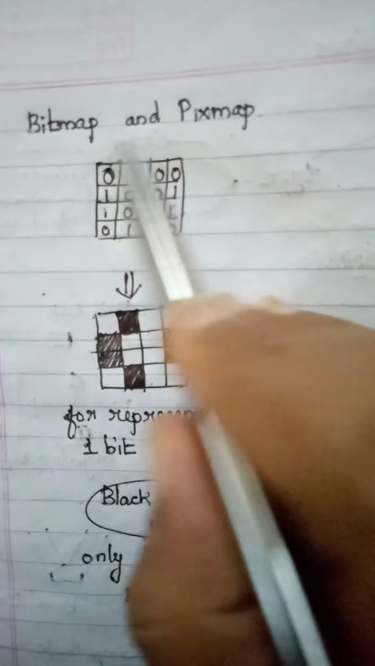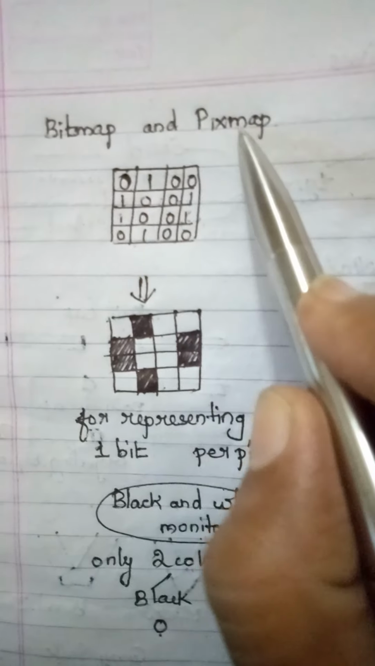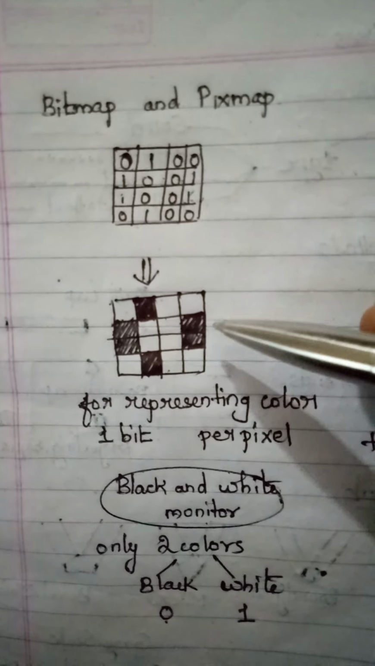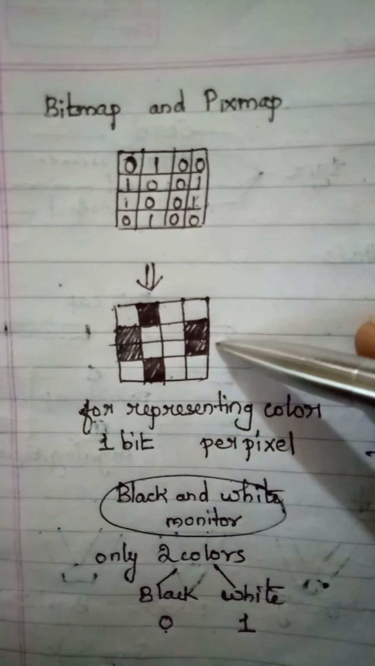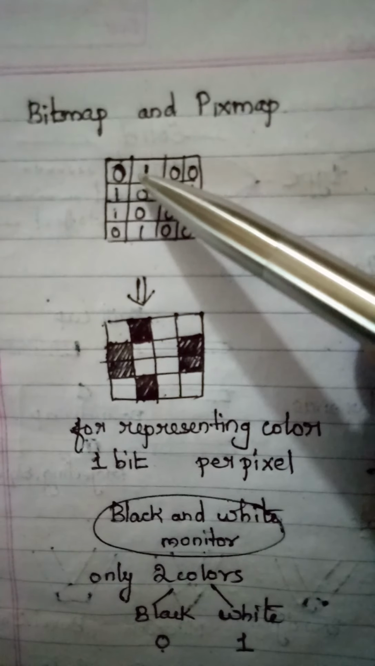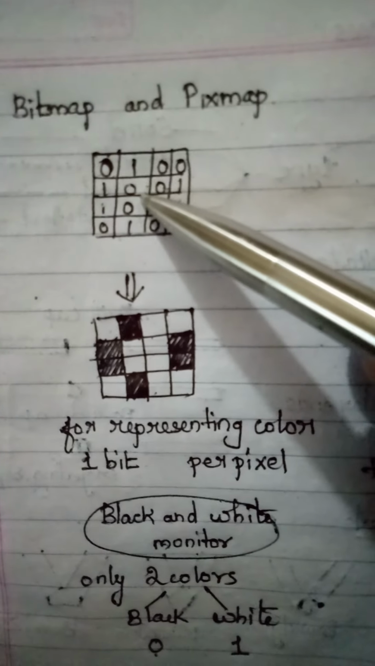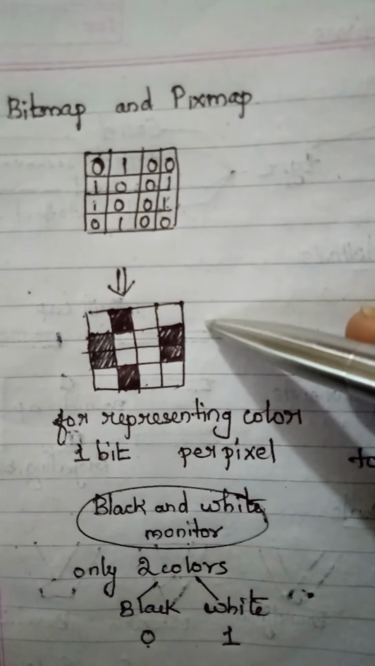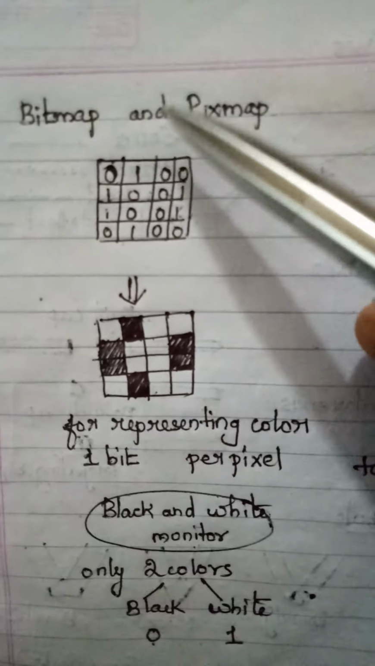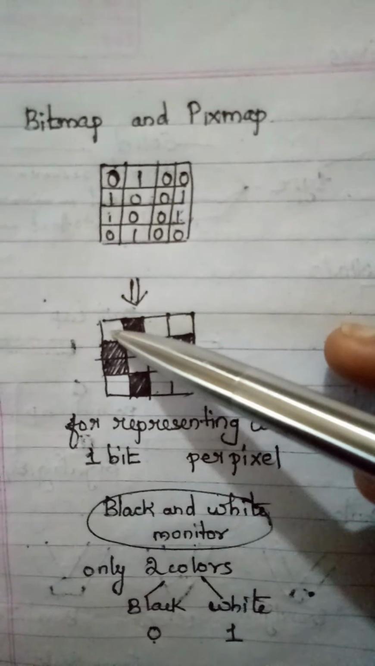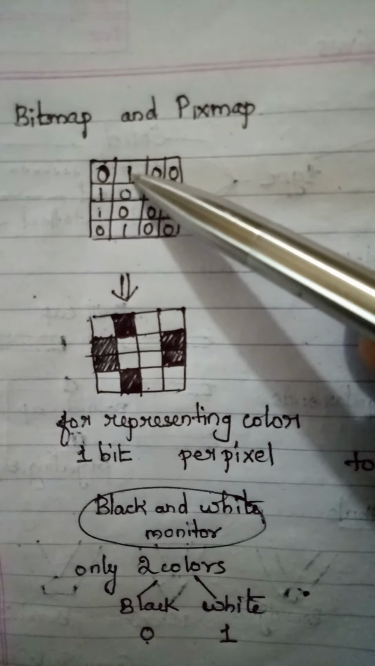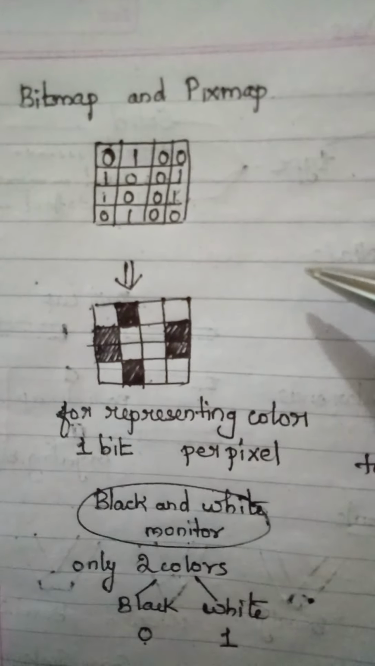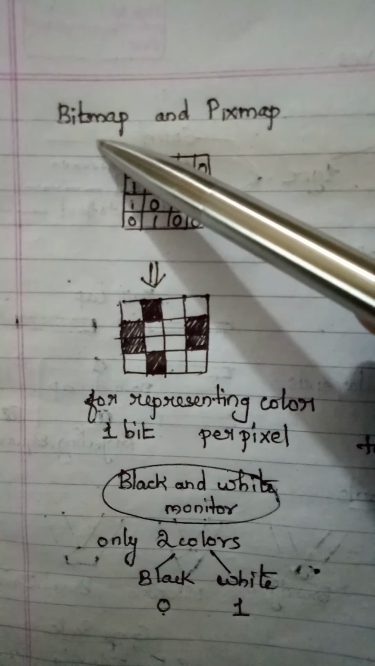Let us understand what is the difference between bitmap and fixmap. So this is a typical frame buffer, and this is the corresponding screen. So here, depending on what value is stored in the frame buffer, the corresponding pixel on the screen will either be highlighted or not. Since here a 0 is represented, this pixel will not be highlighted, and since a 1 is represented in this pixel, the corresponding pixel will be highlighted. The concept is already discussed. So let us see what a bitmap is.